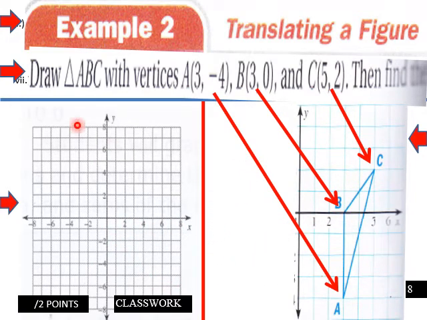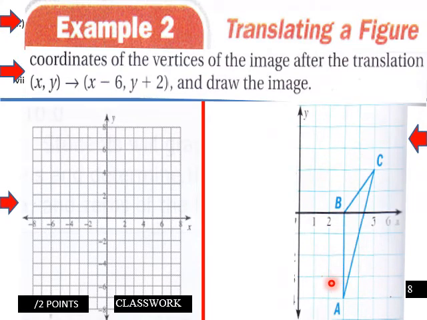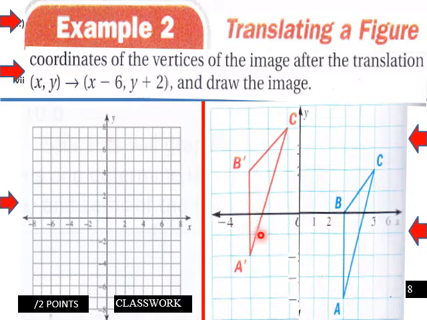You should have a grid on your classwork sheet. In fact, I know you do. So sketch this in your grid, students. And then the new image, after the translation, would be x minus 6, y plus 2. So what's this image going to look like when we move it here? -6, so it's going to go this way, and then up 2, right? So that would be the new image. Here's the new image here.